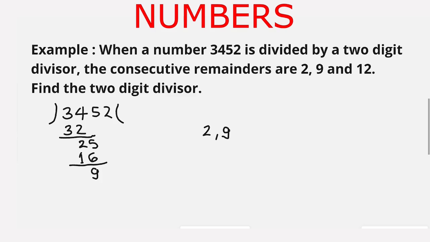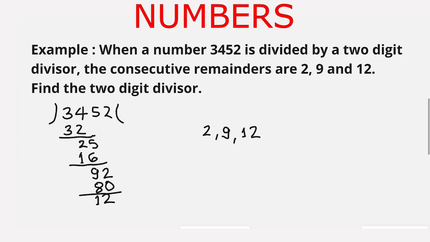Now we carry 2 from above and write it by the side of 9, so the number becomes 92. The next consecutive remainder is 12. It means that when the divisor divides 92, it puts a number 80, so that when 80 is subtracted from 92, we get the remainder 12. So the next consecutive remainder is 12.